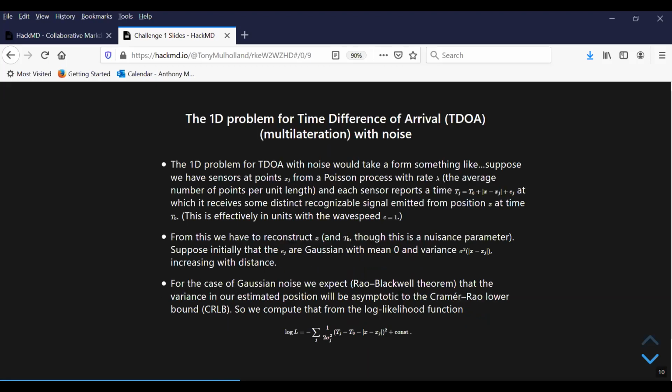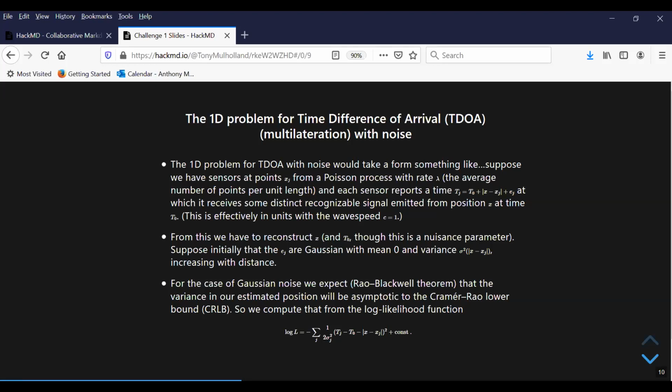Next slide, please. Tony helpfully suggested that when we try to do this with a random array of sensors, it might be better to start in just one dimension. So this slide is much as before, except in the second bullet, let's draw attention to this. We're going to assume that as a sensor gets further away from the contact point, the variance increases. So this quantity sigma squared, a function of |x minus xj|, will be some increasing function of distance.